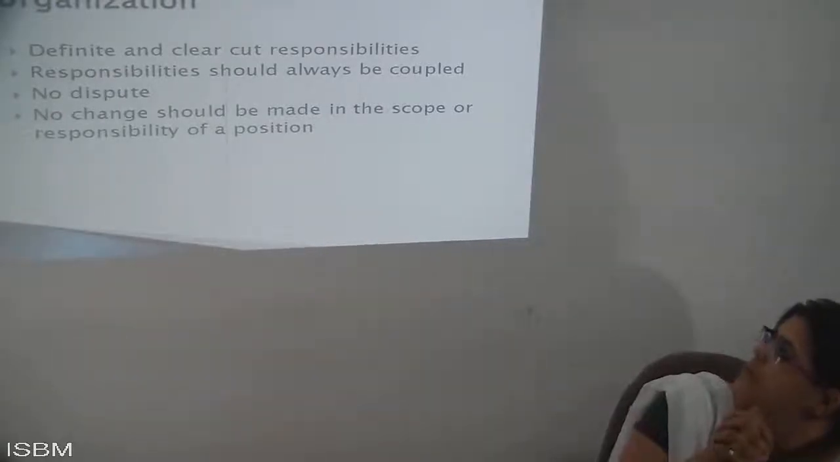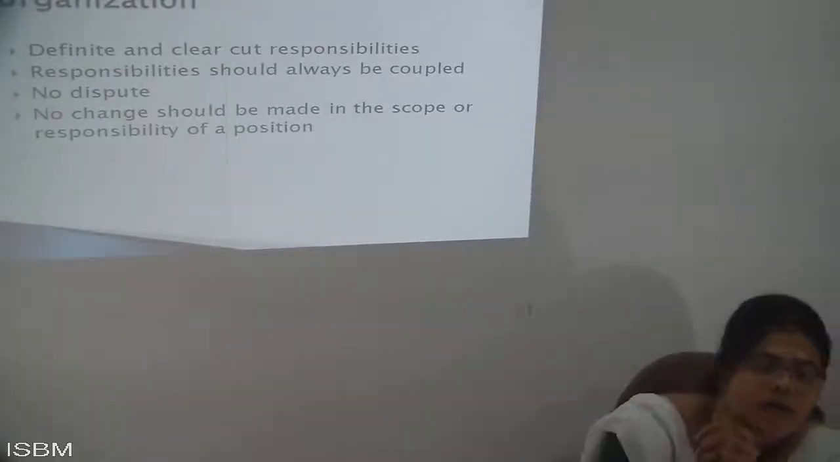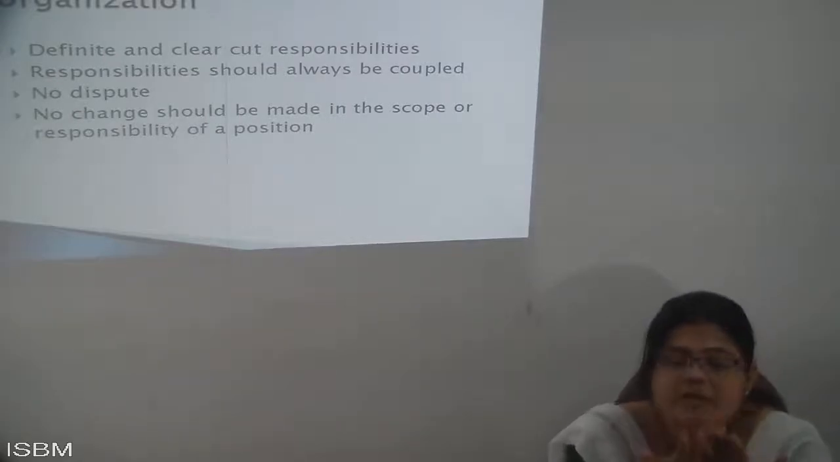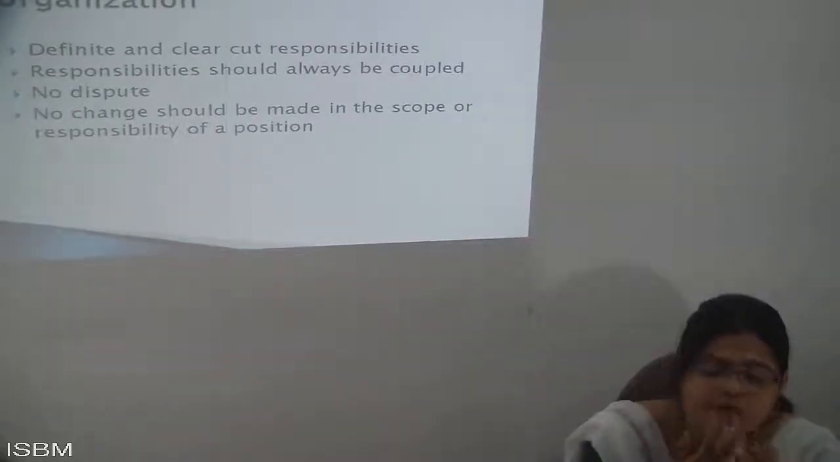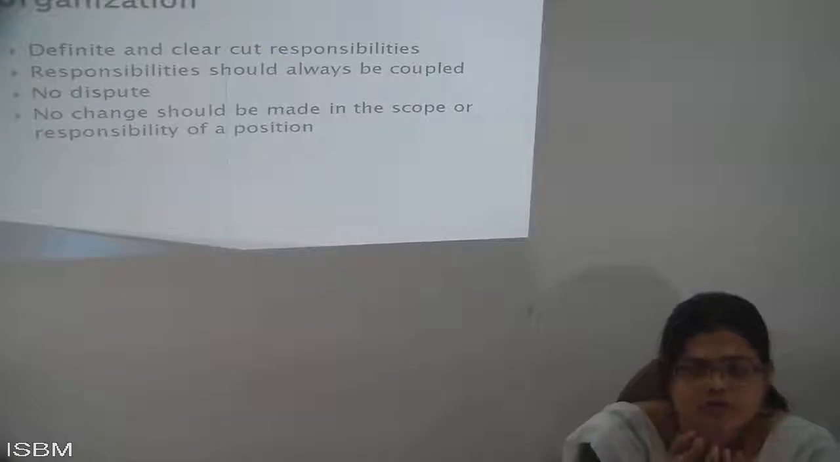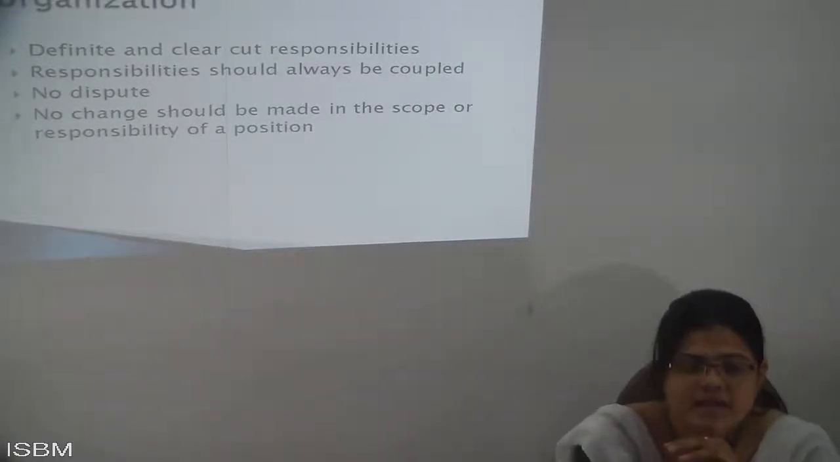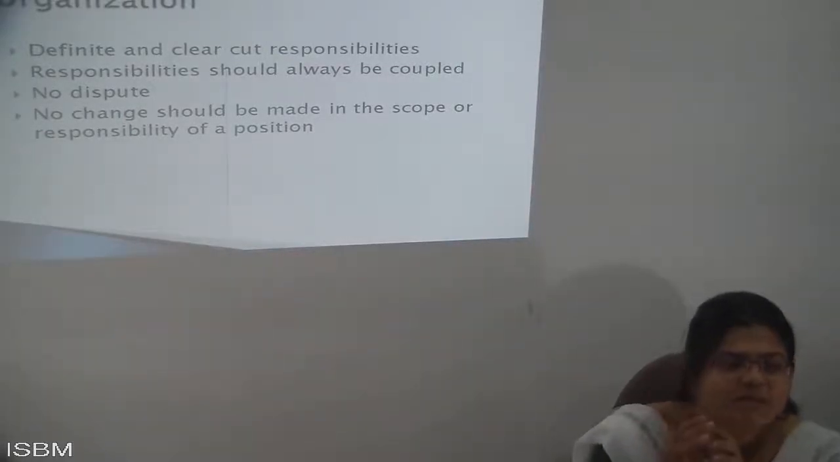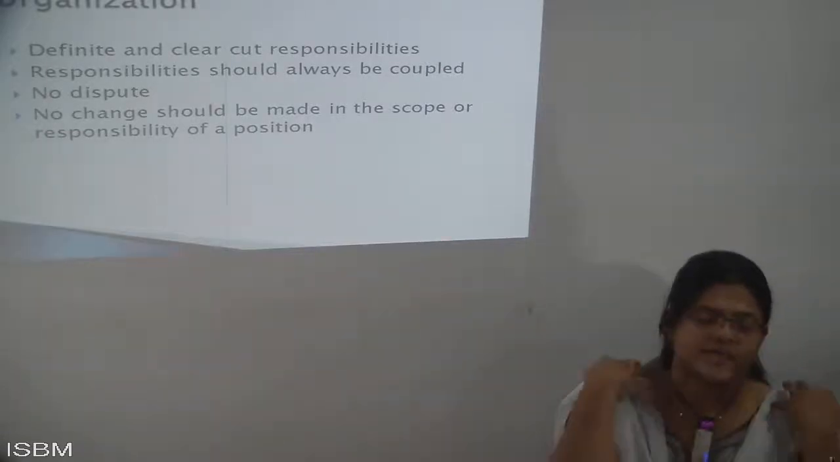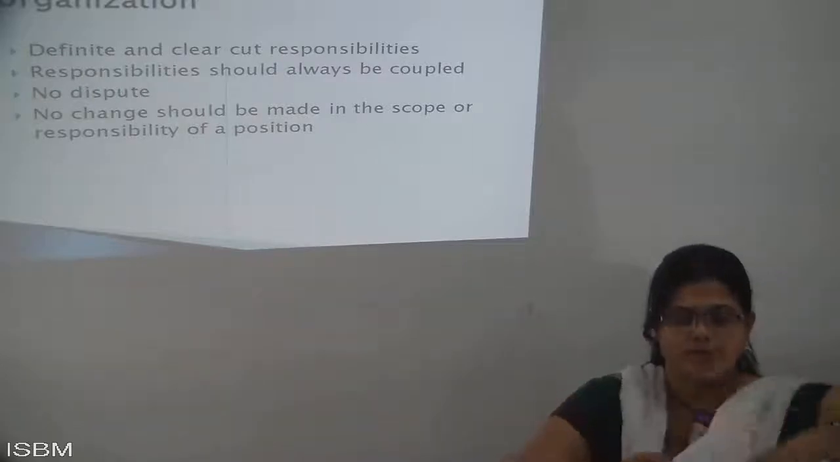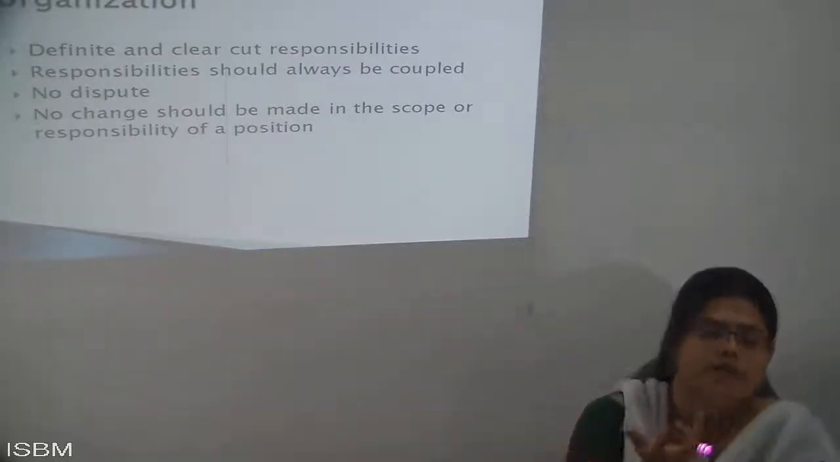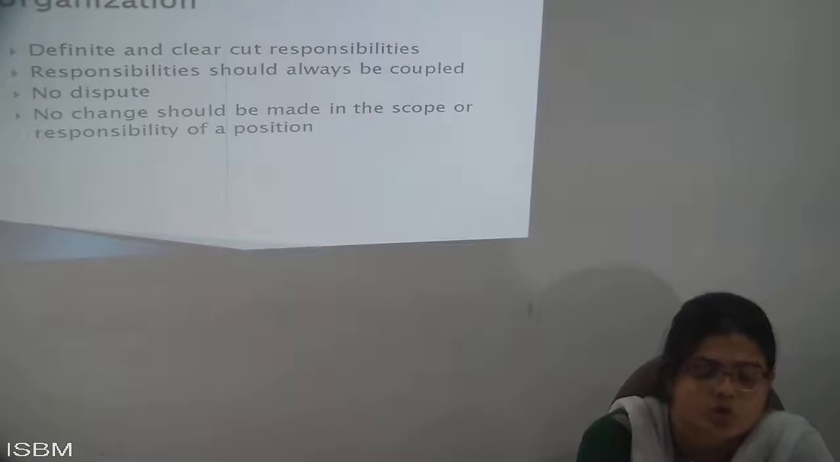Next, responsibility should always be coupled. When you give a responsibility, it should always be with the help of that particular person who is holding that responsibility. It should not be like, "I've given you the responsibility, okay fine, I'll complete it." It should not be that way. You should have enthusiasm when the work is given to that person. They should enjoy that work.